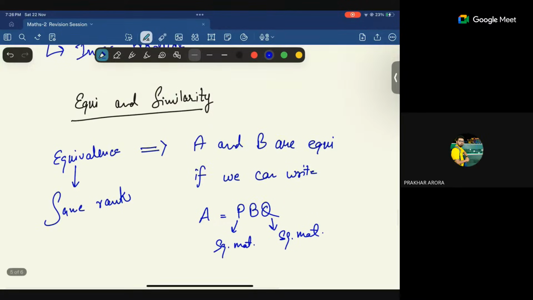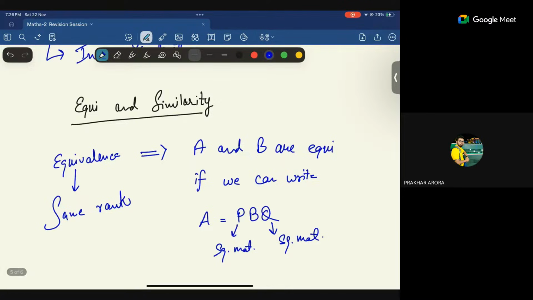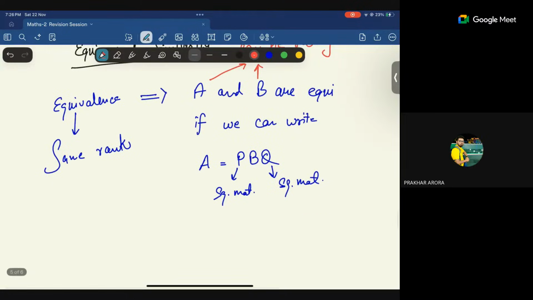An important distinction between equivalence and similarity is that A and B can be rectangular in equivalence, and similar matrices cannot be. They are definitely square. Now this is a very difficult condition to check here. P and Q can be any matrix in the world. So this is how we define equivalence.